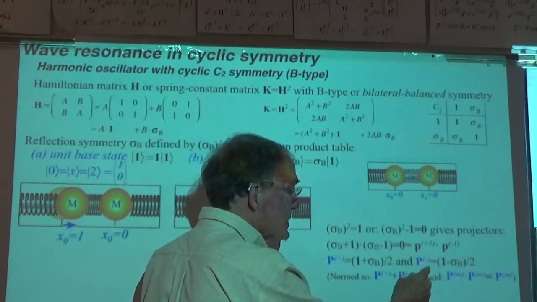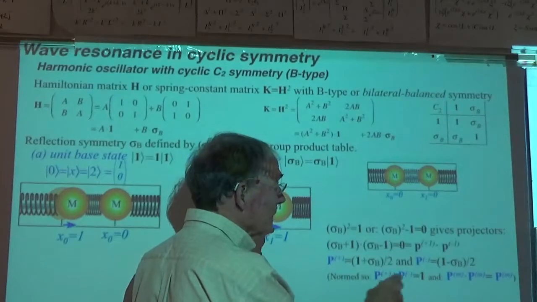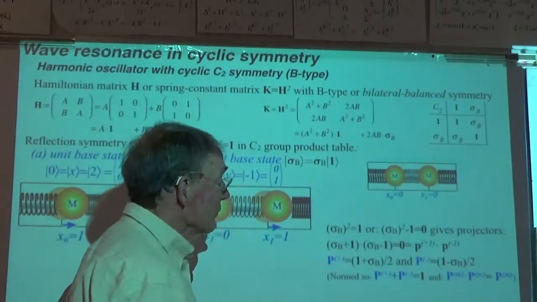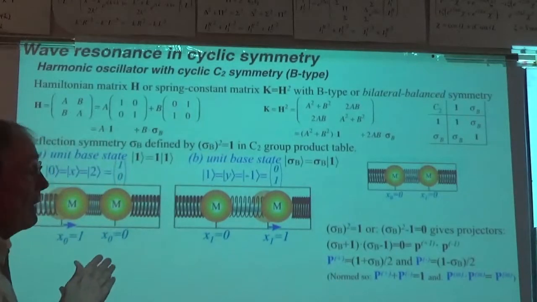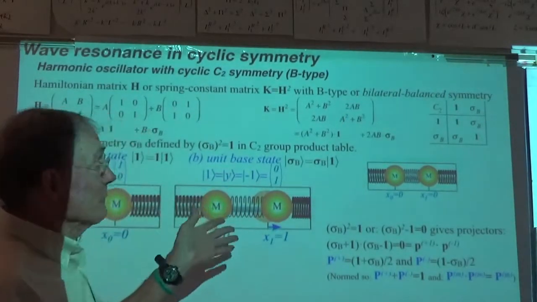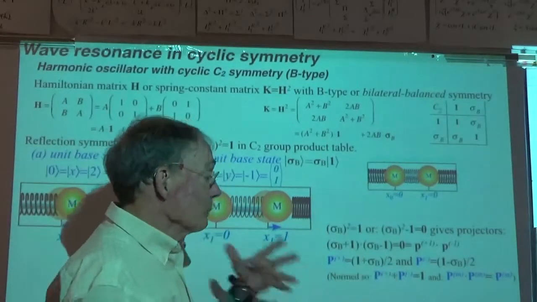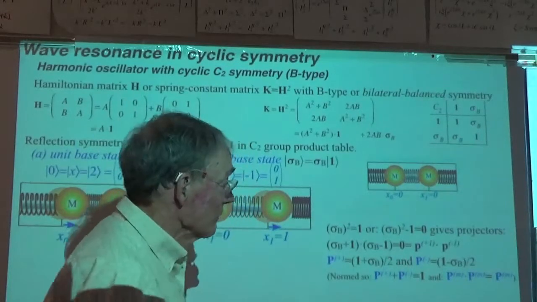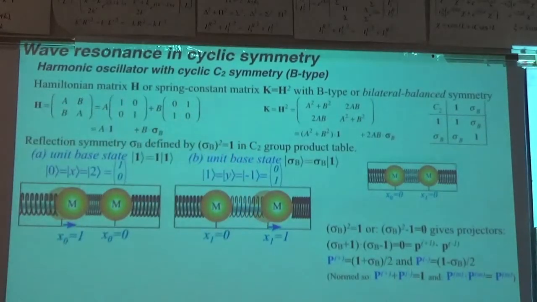And similar for this one. So you get 1 plus sigma and 1 minus sigma as projection operators for your solution. So when you apply a projection operator from the symmetry to this system, you'll produce either a plus eigenfunction or a minus eigenfunction. That's the whole idea of group representation theory in quantum mechanics or classical mechanics.